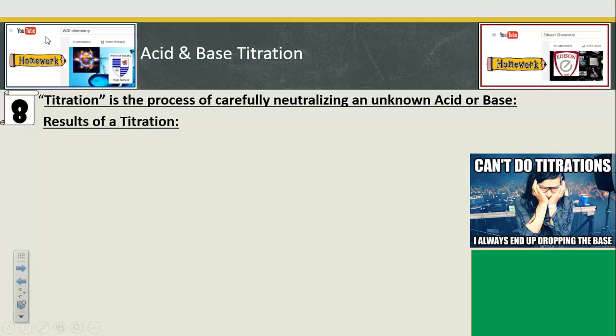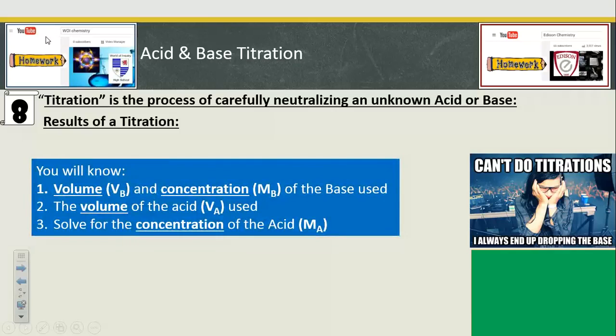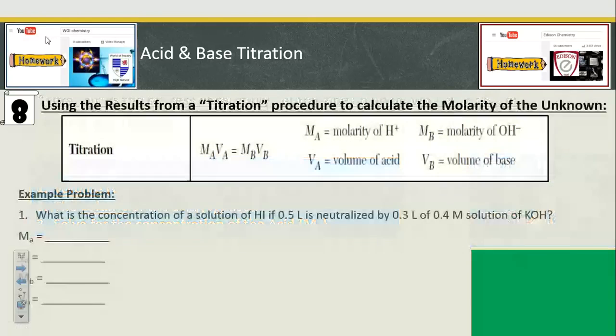And the results of a titration are always going to be the volume of the base, the concentration of the base, the volume of the acid, which was unknown concentration, and you have to solve for the concentration of the acid. So this is algebra coming back. And here's our equation. So example problem, I'm going to the board.